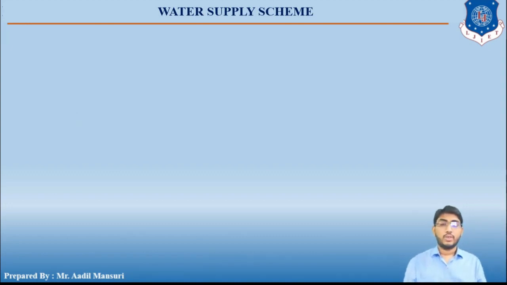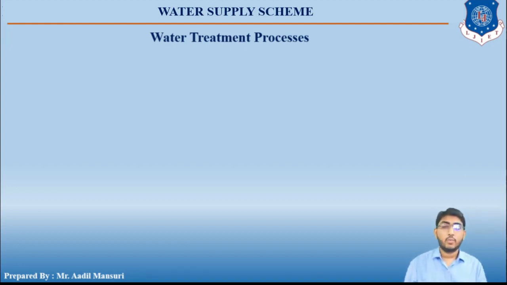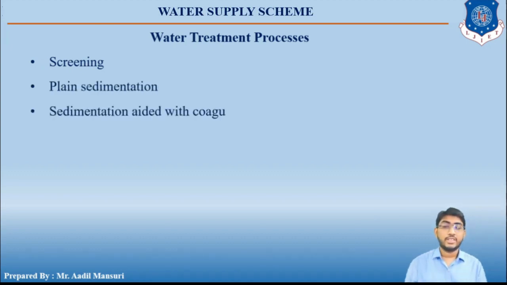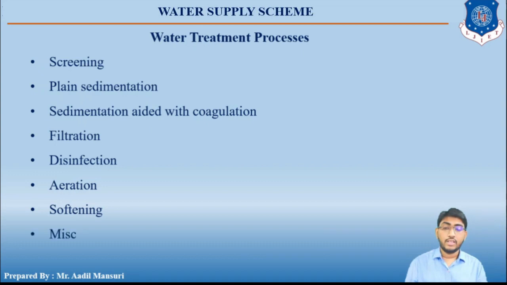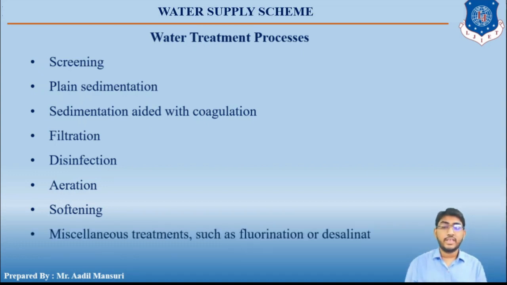Okay students, let us now move towards the next topic, that is the water treatment processes. In a water treatment plant there are various processes for removal of different types of impurities. Let us have a look at them one by one. The first treatment unit is screening, then plain sedimentation, then sedimentation aided with coagulation, then filtration, then disinfection, aeration, softening and other miscellaneous treatments such as fluorination or desalination.